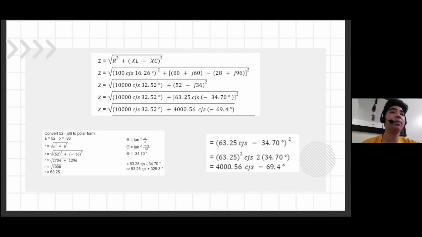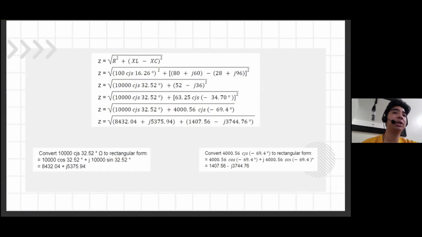Substituting the values will give us the answer of 63.25 as our modulus. To get the argument or the angle, we'll use theta equals arctan b over a. Substituting the values will give us negative 34.70 degrees. We also have to distribute the exponent for 63.25 cis negative 34.70 degrees, which will give us 4,000.56 cis negative 69.4 degrees. With that, we'll get Z equals 10,000 cis 32.52 degrees plus 4,000.56 cis negative 69.4 degrees.